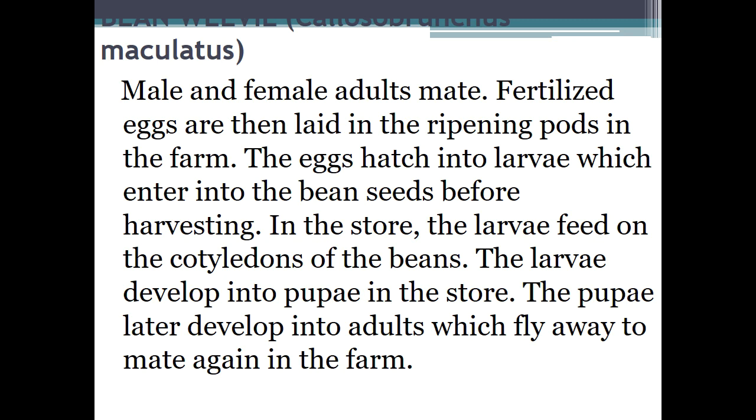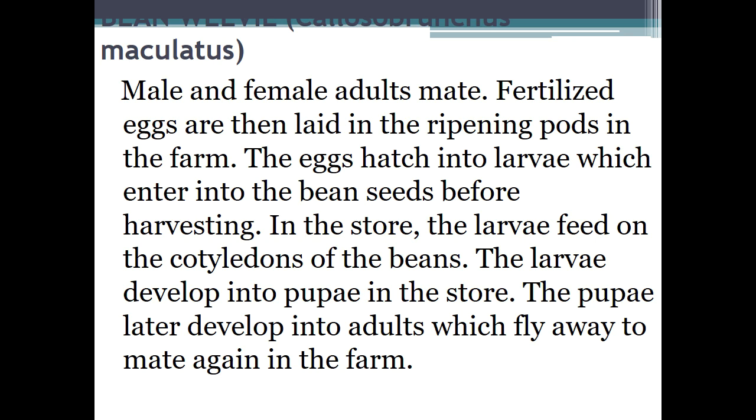In our class today, we'll be looking at bean weevil, Callosobruchus maculatus, the life history or the life cycle of the bean weevil. Male and female adults mate. Fertilized eggs are then laid in the ripening pods in the farm. In this type of reproduction, the eggs are fertilized after mating between the male and female, and these fertilized eggs are dropped down in the pods of the bean in the farm.